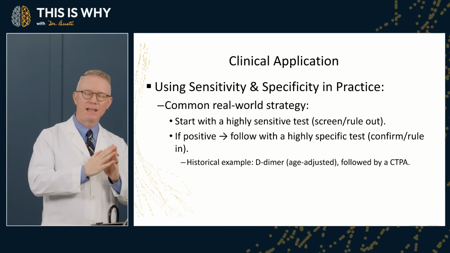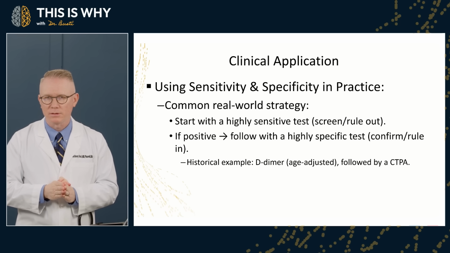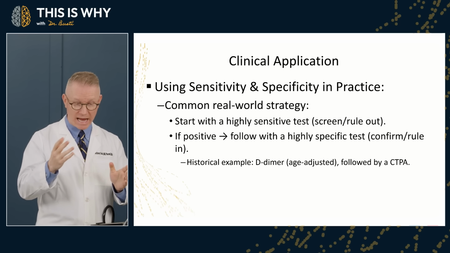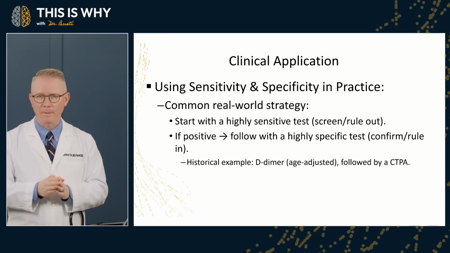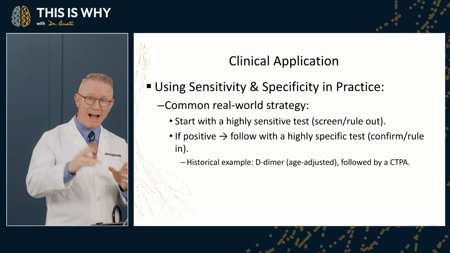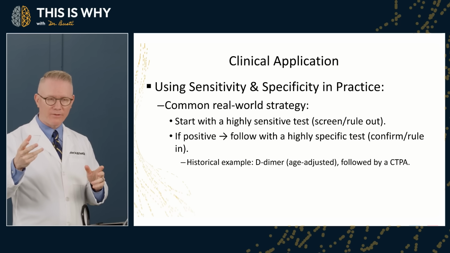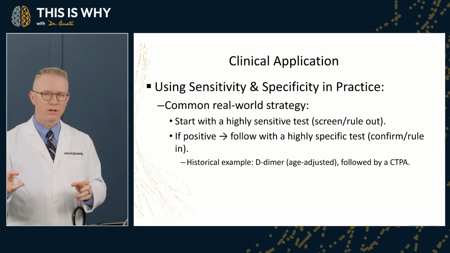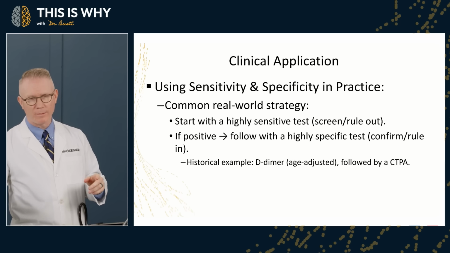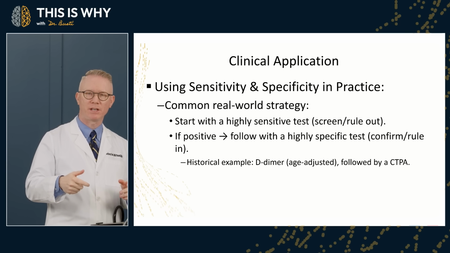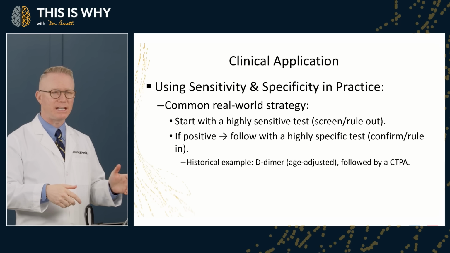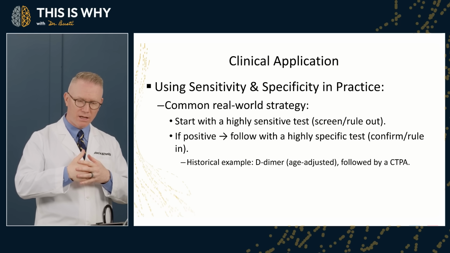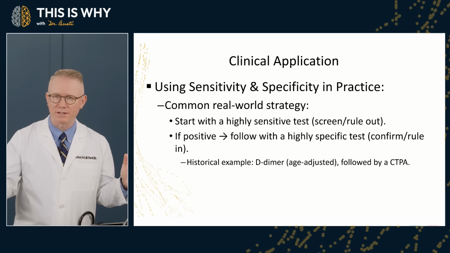Let's think about the D-dimer test. So it's a good sensitivity test when it's age adjusted, okay? But if it's positive or elevated, it doesn't give you the actual diagnosis. You have to go on and do a more confirmatory test that has greater specificity. And in this case, that is a CT angiogram of the pulmonary artery, basically, to look for the presence of a PE.